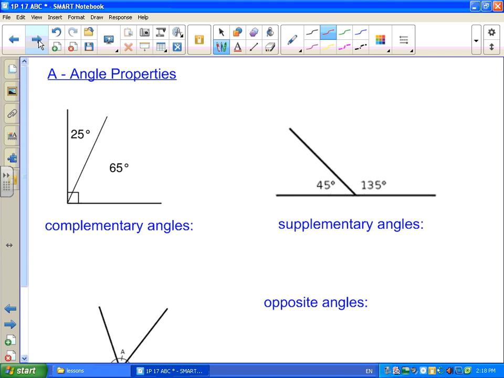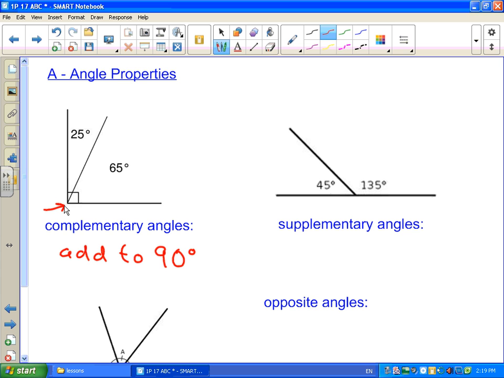So the first thing I'm just going to go through is a couple of properties of angles that you're going to have to know. Okay? So if we look at this first picture right here, we have a right angle. You can tell it's a right angle because of this little square in the corner here. It's divided into 2 angles. These 2 angles are what we call complementary angles because they have to add up to 90 degrees. So I'll just say add to 90 degrees.